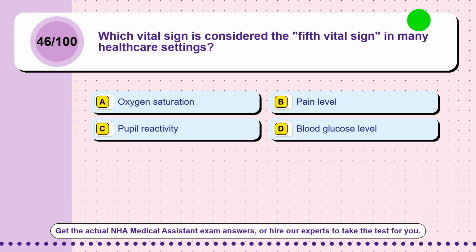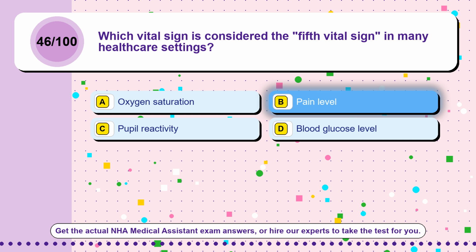Question 46. Which tube is typically utilized to collect samples for blood bank cross-matching and typing? Option A, pink top, EDTA, or plain red top. Option B, light blue top, sodium citrate. Option C, gray top, sodium fluoride. Option D, green top, sodium heparin. The correct answer is option A, pink top, EDTA, or plain red top.